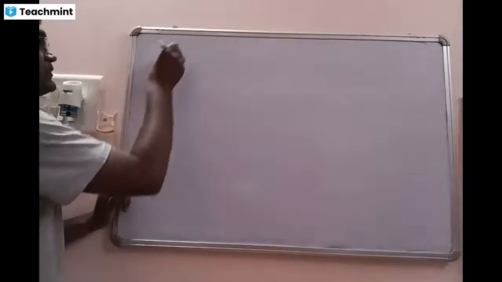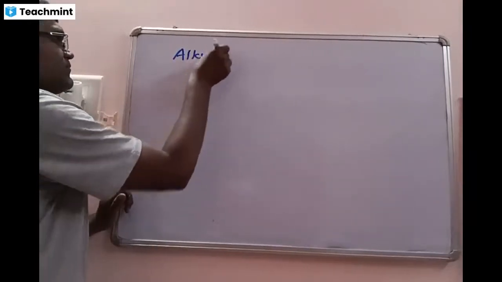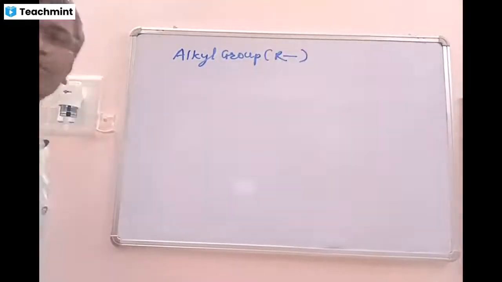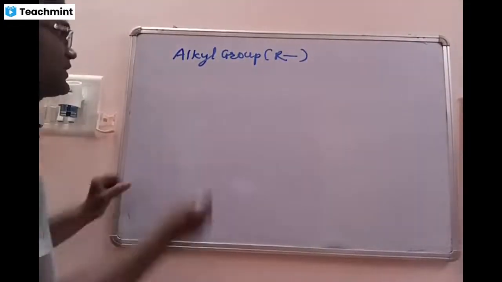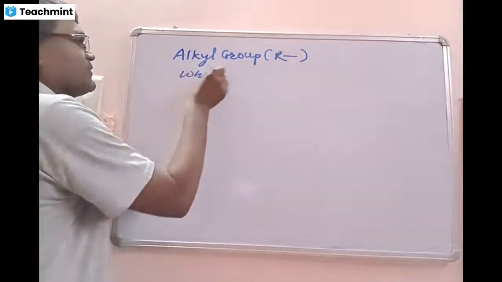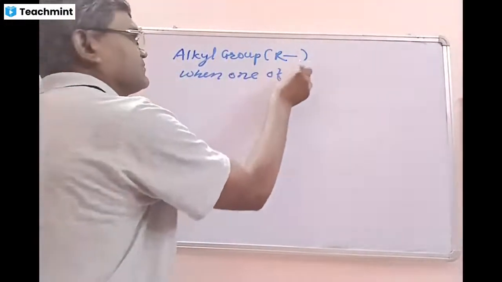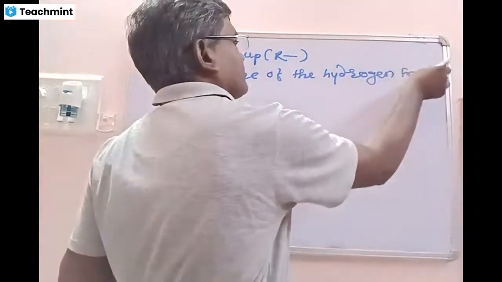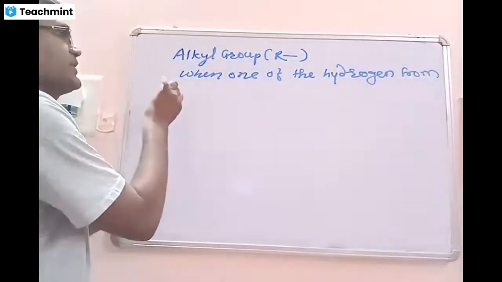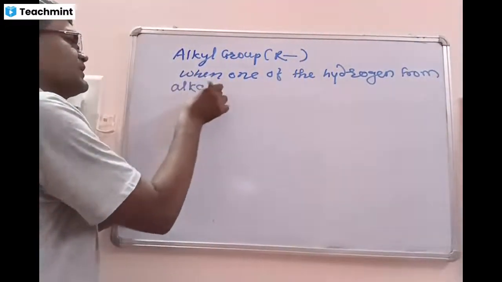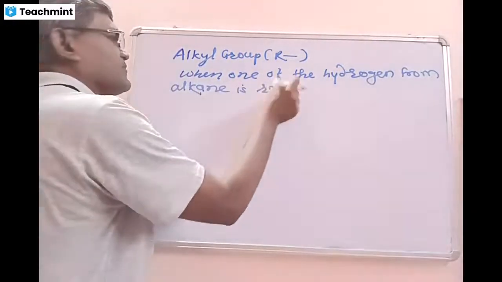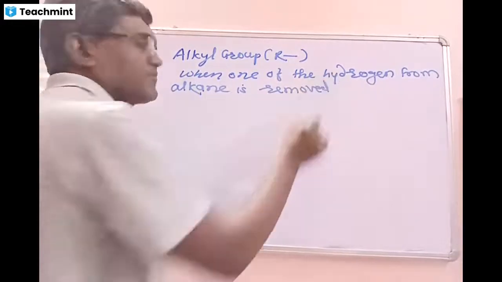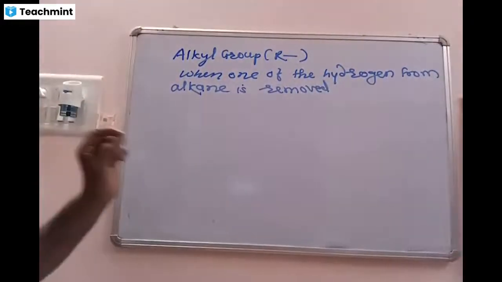We have the alkyl group. So now what is meant by alkyl group? That alkyl group, one of the hydrogen from alkane is removed. One of the hydrogen from alkane is removed.